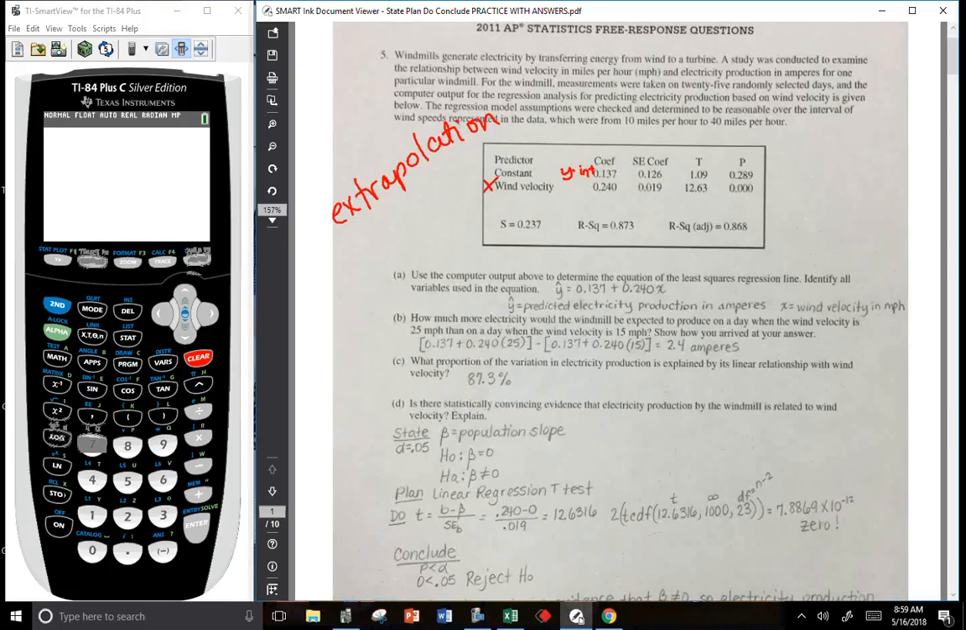Okay, so y hat is the predicted electricity production in amperes, x is the wind velocity in miles per hour. And I'm literally plagiarizing, and I know students don't like to plagiarize because you're taught not to do that. Scratch that. In statistics, you need to plagiarize. Like you need to rewrite their words to them over and over. They expect it, okay? So it really is okay.